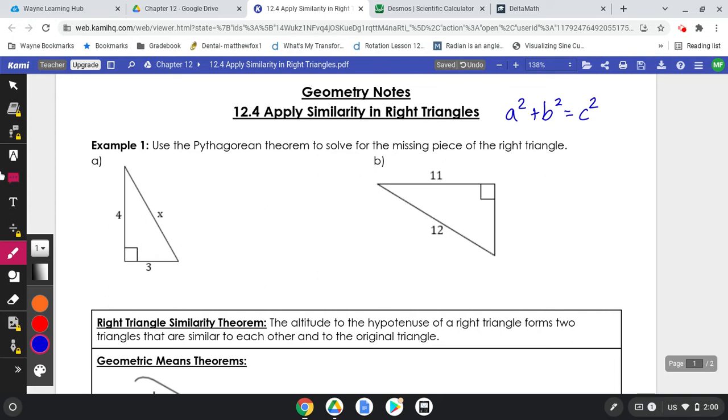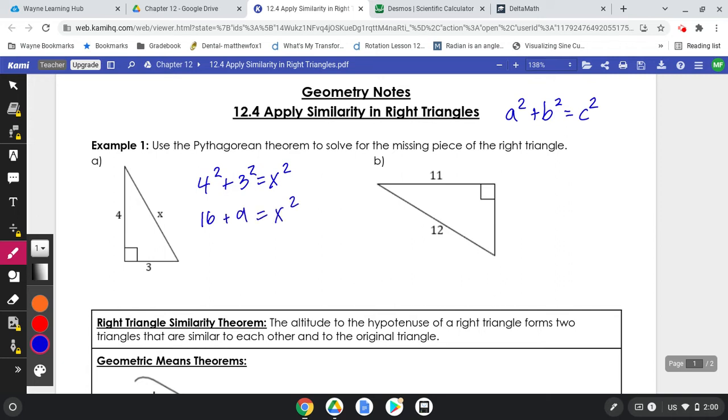So if we look here at the first example, c will be the x. It is opposite of that right angle. It is the longest side. So it doesn't matter which one's a or b. We'll have 4 squared plus 3 squared equals x squared. 4 squared is 16. 3 squared is 9.